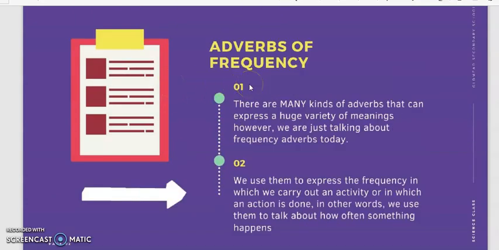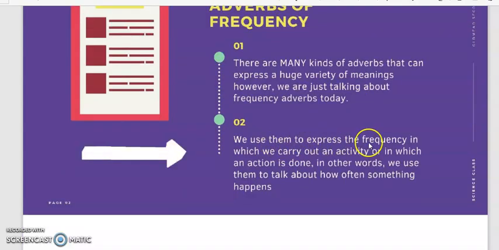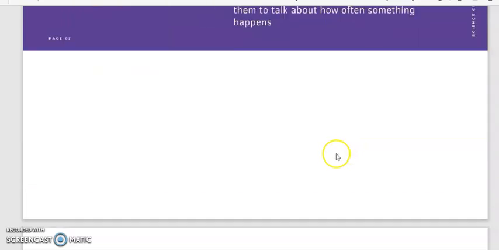And as you can see here, we have the definition. There are many kinds of adverbs that can express a huge variety of meanings. However, we are just talking about adverbs of frequency today. We use them to express the frequency in which we carry out an activity or in which an action is done. In other words, we use them to talk about how often something happens. And that's how we use adverbs of frequency. We have also the definition, and we're going to see some examples.